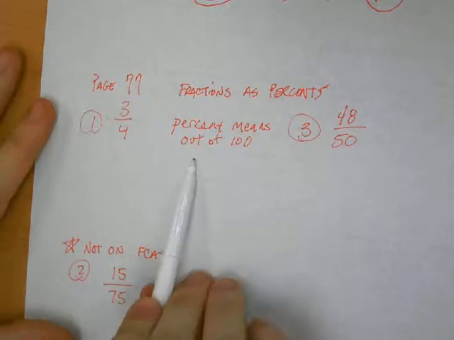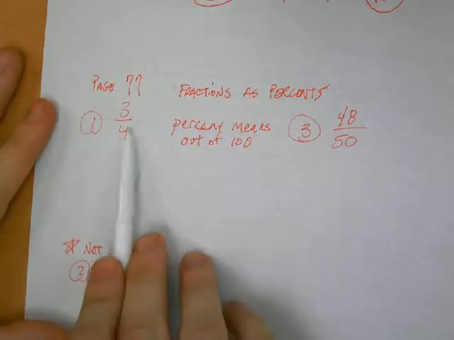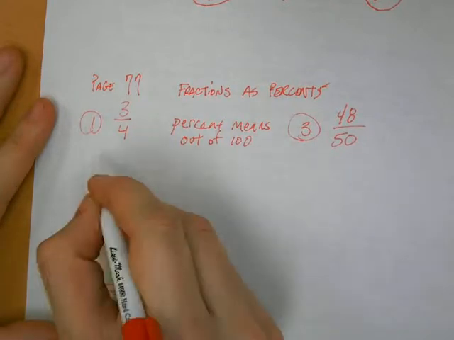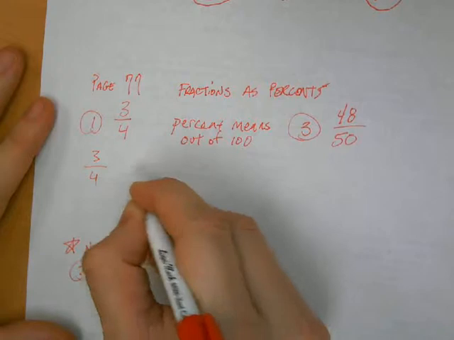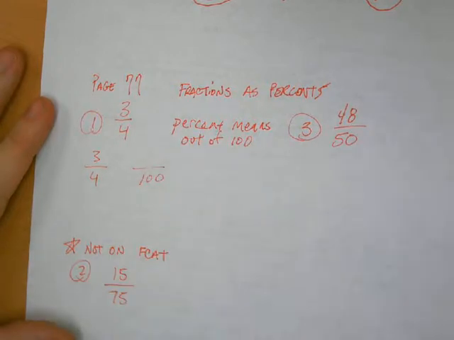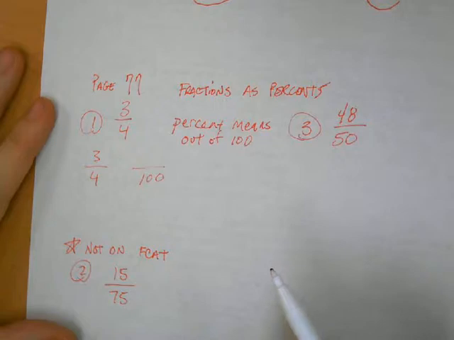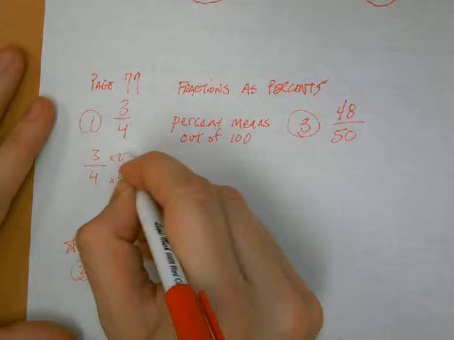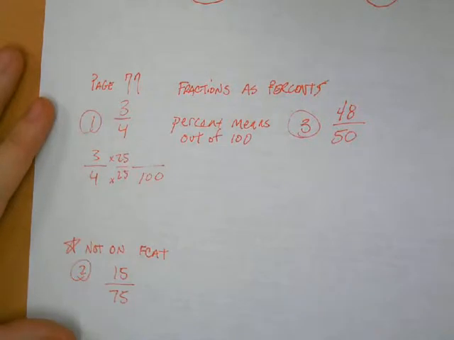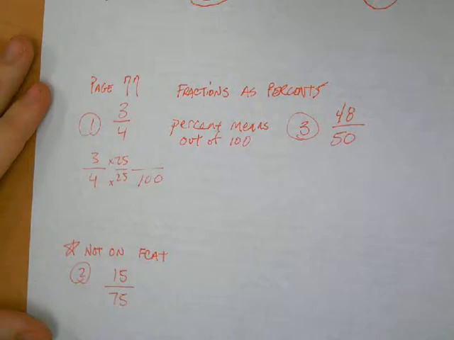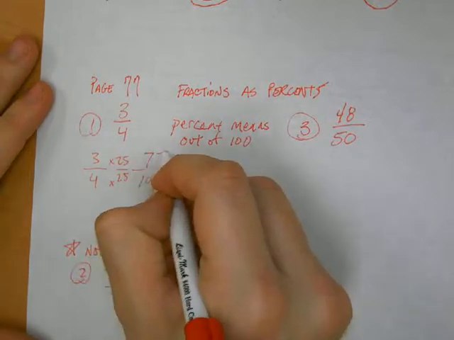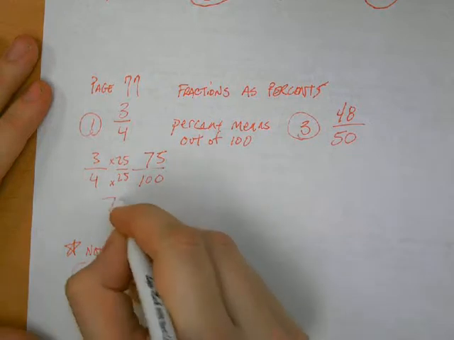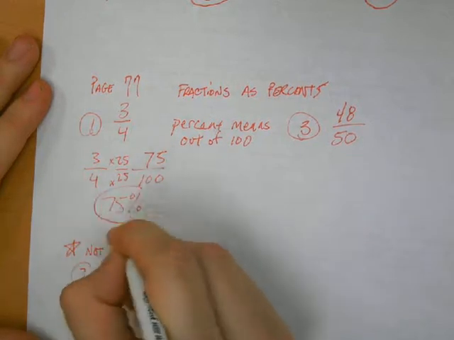Sorry about that. Percent means out of 100. So this is 3 out of 4. I want to change it to be out of 100. So the first thing that I would do is I would see, can I multiply 4 by anything to get to 100? Yes, I can. I can multiply by 25. So I'm going to find an equivalent fraction to 3/4 by multiplying by 25 over 25. That is 75 out of 100. Well, percent is out of 100, so that is actually 75%.